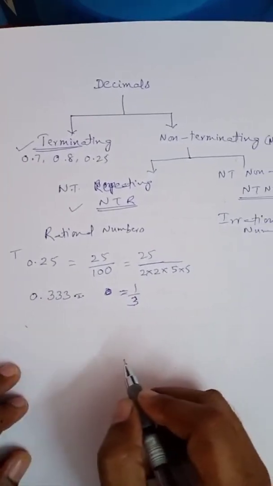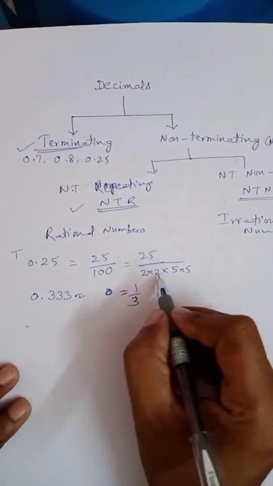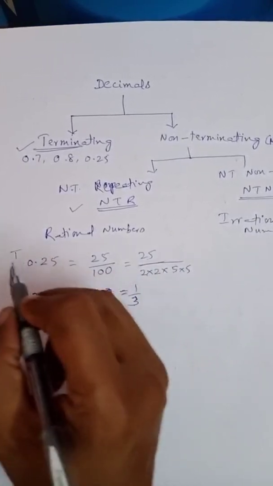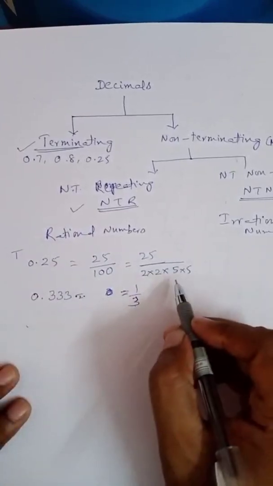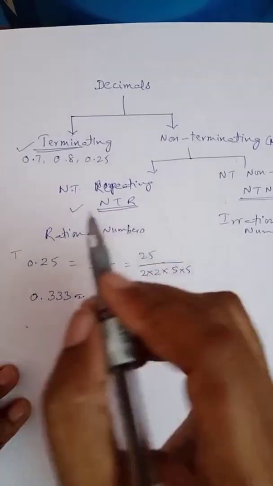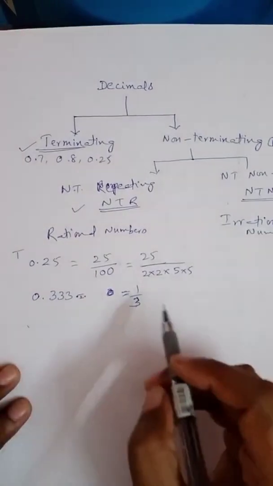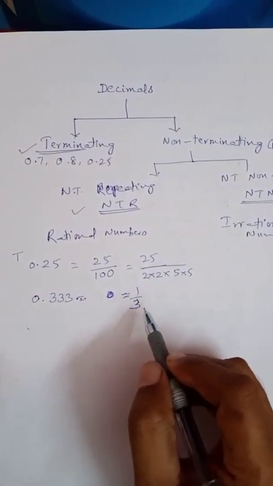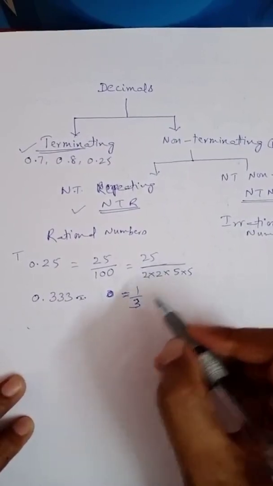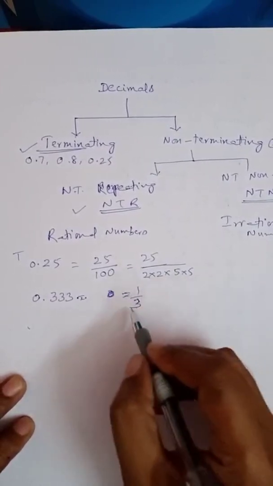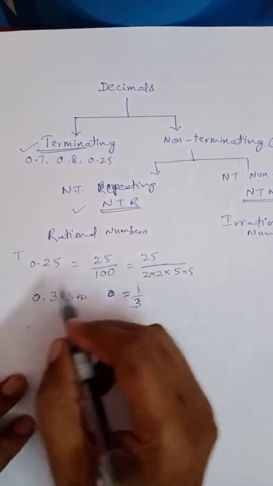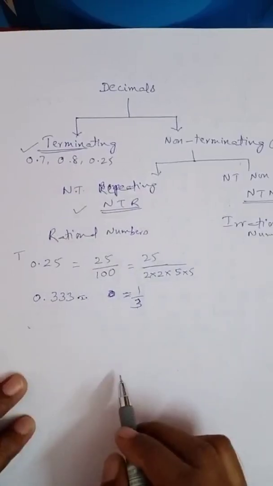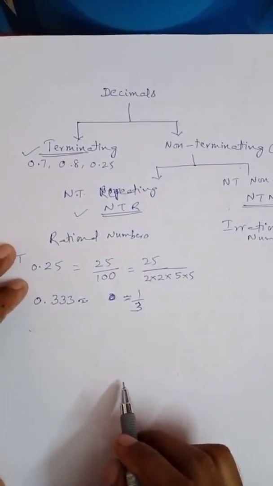So if you find only 2 and 5 in the prime factorization of the denominator of a rational number, its decimal expansion will be terminating type. And if you find any number other than 2 and 5 in the prime factorization of the denominator of a given rational number, it is non-terminating recurring type, or non-terminating repeating type.